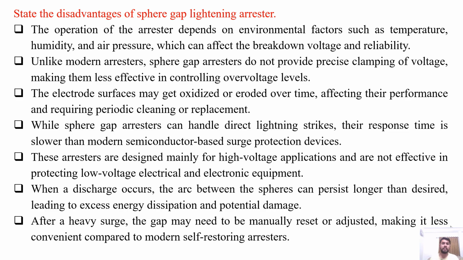State the disadvantages of sphere gap lightning arrestor. So there are several disadvantages of sphere gap lightning arrestor. Some are listed over here and explained. The operation of the arrestor depends on environmental factors such as temperature, humidity, and air pressure, which can affect the breakdown voltage and its reliability. Unlike modern arresters, sphere gap arresters do not provide precise clamping of voltage, making them less effective in controlling overvoltage levels.